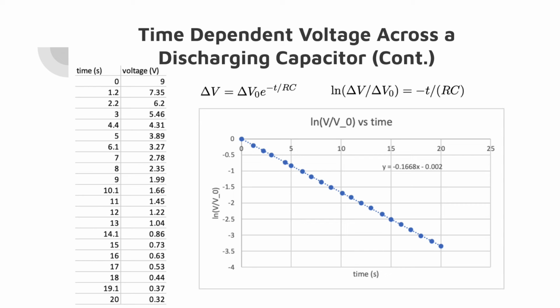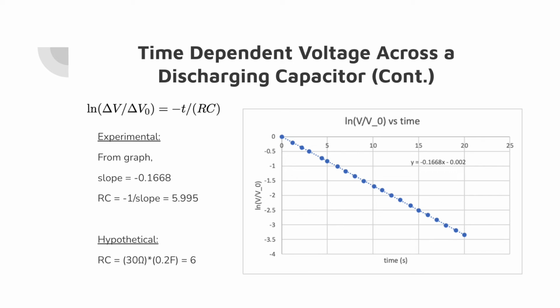This equation was then linearized by taking the natural log. This is the graph of my linearized data. Next, I analyzed the graph that I created. According to the linearized equation, RC is equal to -1 over the slope of the graph. The slope from my graph was -0.1668, making RC equal to 5.995. I then compared this result to the theoretical result, which was found by multiplying the resistance of the bulb and the capacitance of the capacitor. The theoretical value was 6, which was consistent with the experimental result.